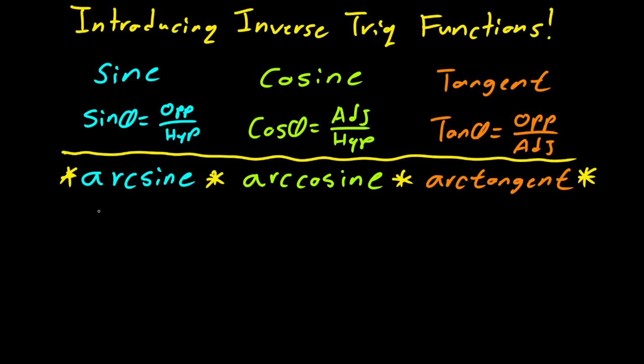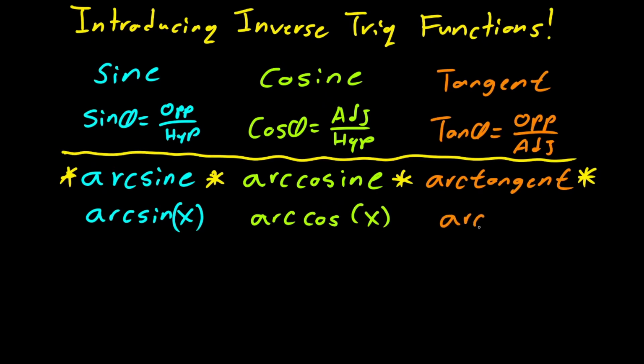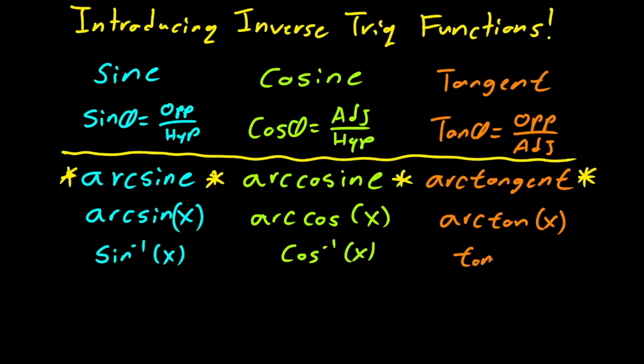Mathematically, you can write it as follows: arc sin x, arc cos x, and arctan x. Now x is just an input to this function, so it's just a number that you put in. You can also write it like this. This one for sine, for cosine looks like this, and for tangent it looks like this.